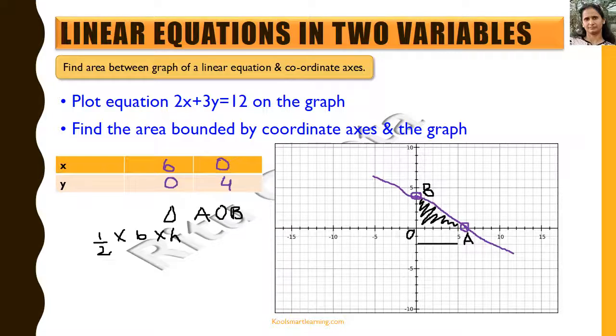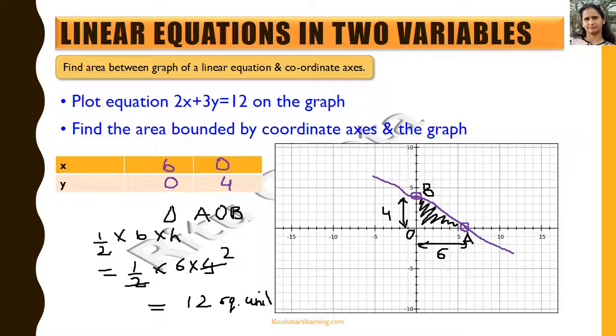Now we know that the base is OA, which is 6 units, and the height of this triangle is OB, which is 4 units. So the area is half into 6 into 4. We cancel and we get 12 square units. So this is the area bounded by the coordinate axes and the graph of the linear equation in two variables.